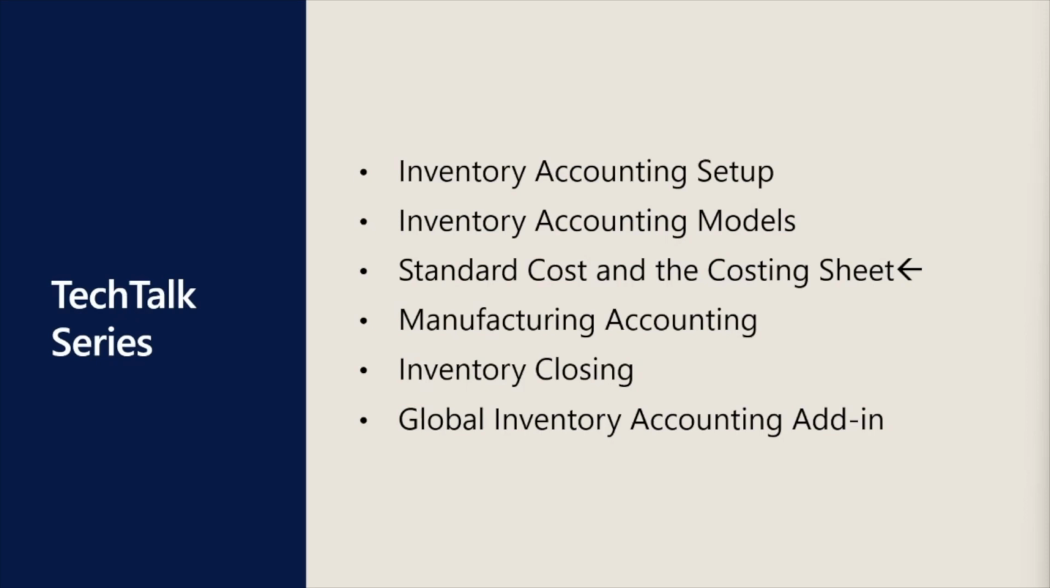Like I said before, this is the 3rd Tech Talk in a series of 6 Tech Talks that will dive into the details of inventory costing in supply chain management. In this Tech Talk, we will be focusing on standard costing, picking up where we left off in part 2, and then switching gears to the costing sheet. We will continue to build on the costing logic in part 4 by diving into production costing. Then in part 5, we'll review the inventory closing process, and we'll wrap up the series with the new global inventory accounting add-in. Part 1 and 2 have already happened. Part 1 recording is already available, and part 2 should be available soon. And you'll be able to find those recordings on the Tech Talk Dynamics community page.